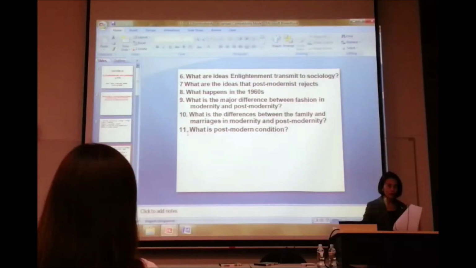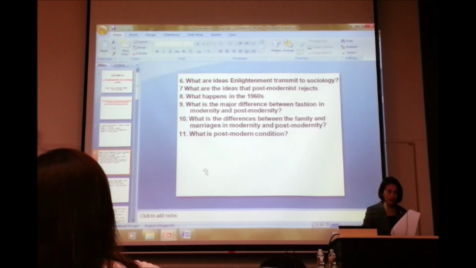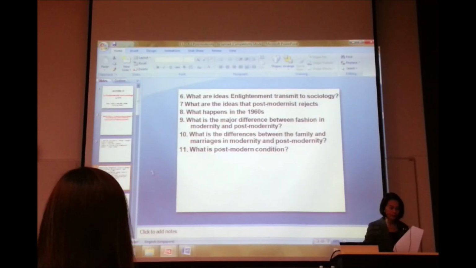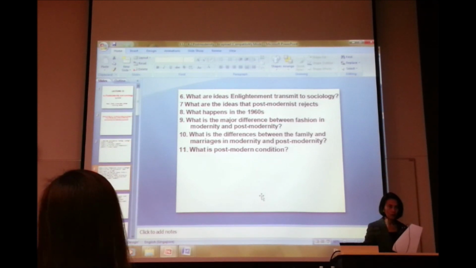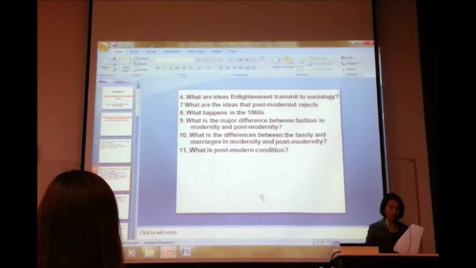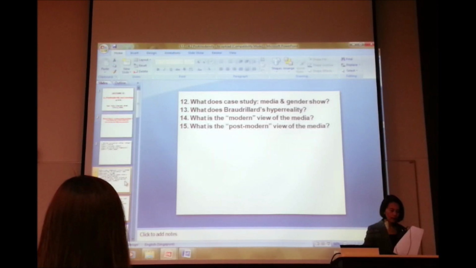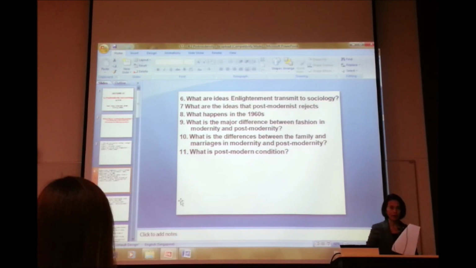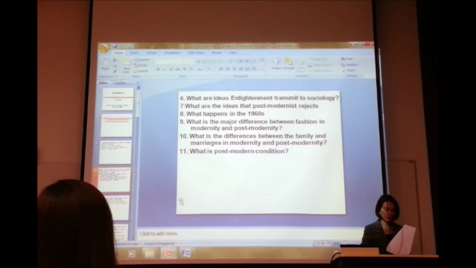So, let's continue. We stopped at question 11. Now, can you read the questions first so that you know what you're looking for? You are going to look at what is the main idea of the Enlightenment? What is modern outlook? What are the ideas transmitted? Now read 6 to 11. Then I will pause at number 11, which means it will be quite a while. So, which is also quite good so that I don't have to distract you too much. You watch until the end of question 11 and you pause.